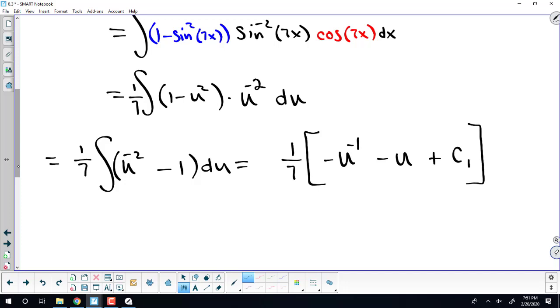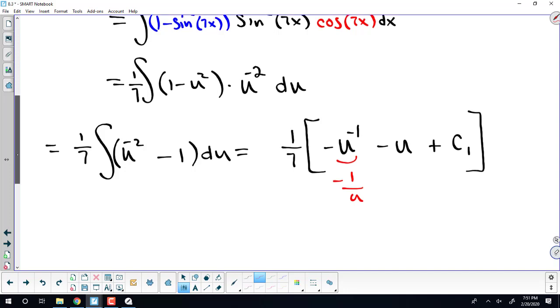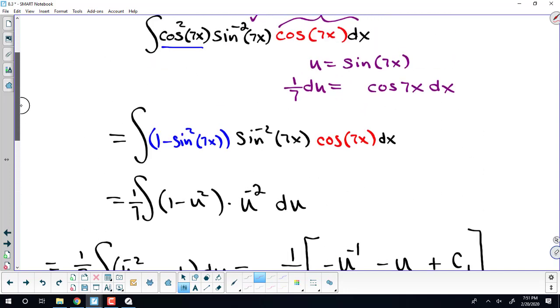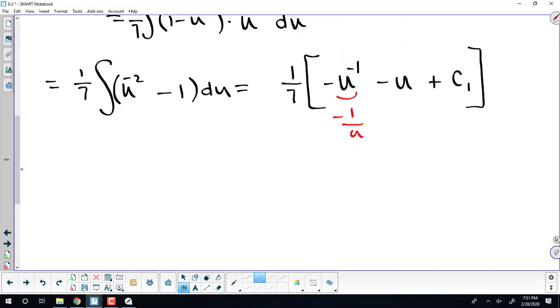Okay, so just make sure, when you plug back in for u, you realize what we're talking about here. We're talking about u to the -1 power, or this is the reciprocal of u. There is some tendency for confusion here because u was sine of 7x. So when we plug back in, it's the reciprocal. Just because it's a -1 power doesn't mean it's the inverse sine of 7x, right? It means the reciprocal here.